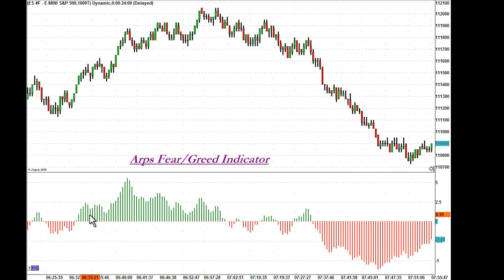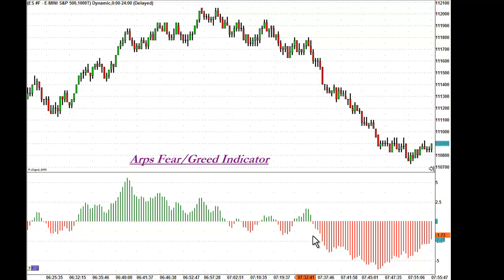When Radar1 is in the green zone, buying pressure exceeds selling pressure and the bulls are in control. The height of the green upward pointing Radar1 histogram bars is an indication of the strength of the bulls' buying pressure.